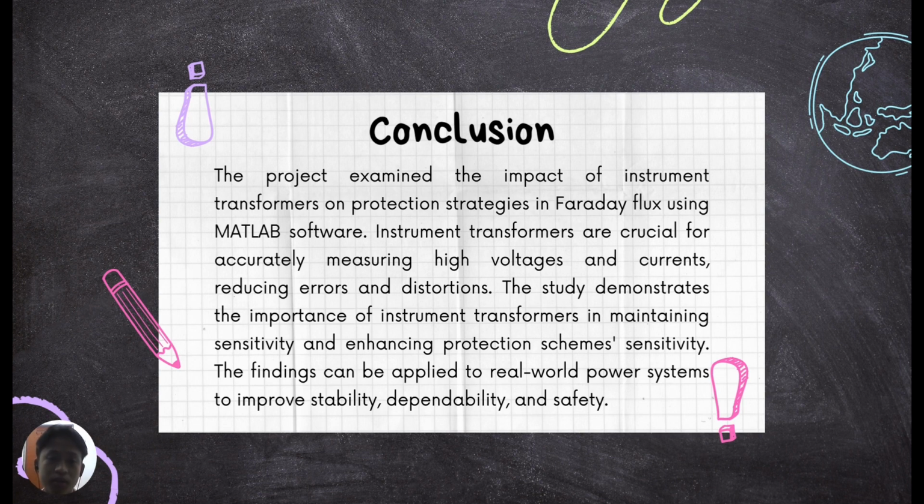The project examined the impact of instrument transformers on protection strategy in Faraday Flux using MATLAB software. Instrument transformers are crucial for accurately measuring high voltage and current, reducing error and distortion. The study demonstrates the importance of instrument transformers in maintaining accuracy and enhancing protection scheme sensitivity. The findings from the project can be applied to real-world power systems to improve stability, dependability, and safety.